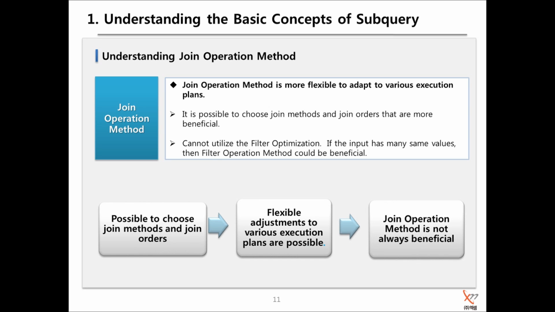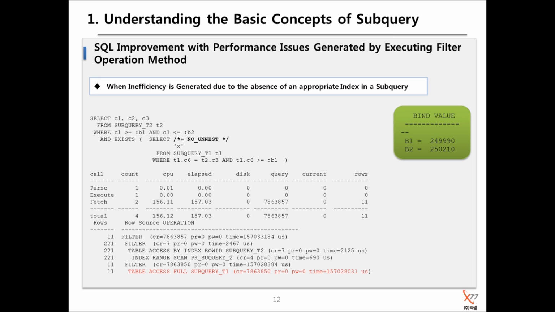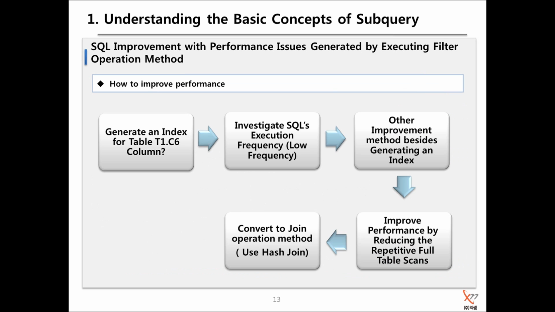Therefore, if the number of input value types is small, then the filter operation method could be more favorable in terms of performance quality. The test SQL below has been executed with the filter operation method and is generating performance issues. We will determine where the problems exist and see how the performance may be affected when the SQL is induced to execute by join operation method. Because there is no index on column C6 of table T1, the subquery T1 table is being repetitively scanned 221 times, as many as the number of rows returned by main SQL.